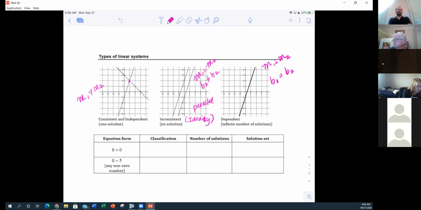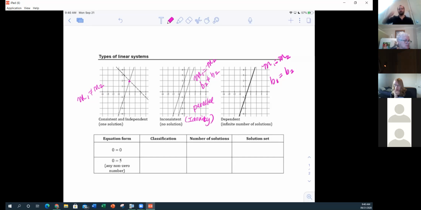That's also considered consistent, I believe, right? Consistent and dependent. Yes, it's also consistent. I'm not big on that vocabulary. I care more about identity and more that it has one solution, no solution, or it's the line over itself and it's everything on that line. Yes, that's how I feel too. So dependent just means that it's actually the same line.